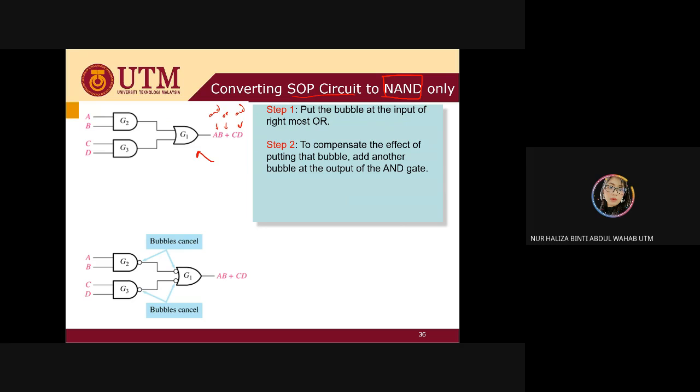in terms of this, it asks you to do the bubble thing first before you go for the NAND gate. So put the bubble first, because it is basically similar. The thing is similar, which is cancelled. And then second, compensate the effects of putting the bubble, add another bubble at the output of the AND gate. Replace the negative OR symbol with the NAND gate symbol.